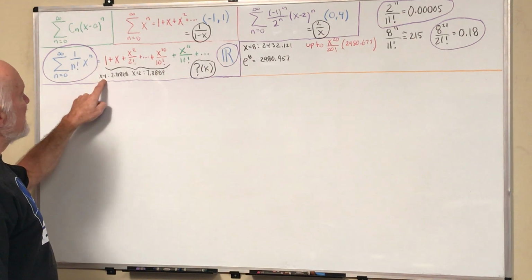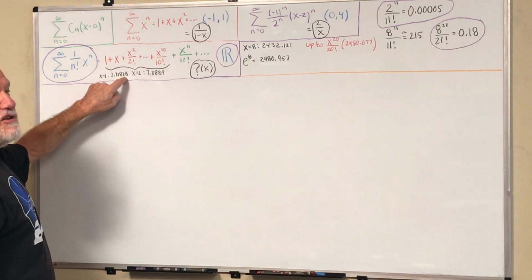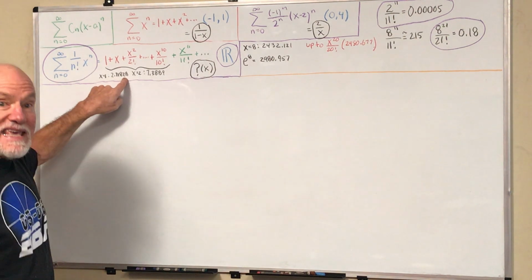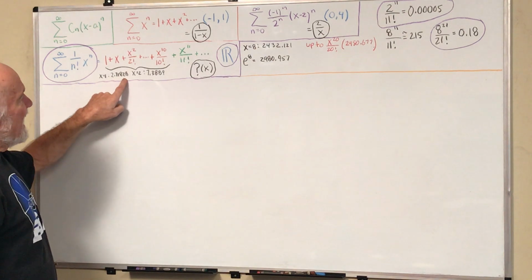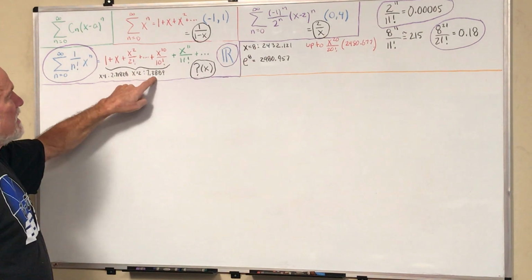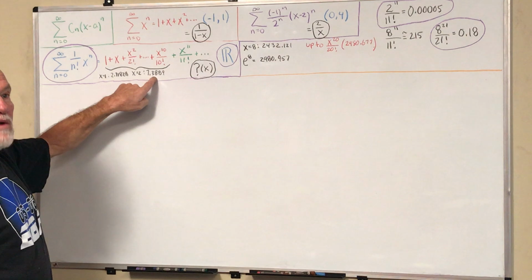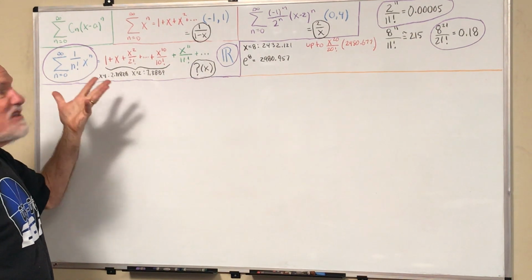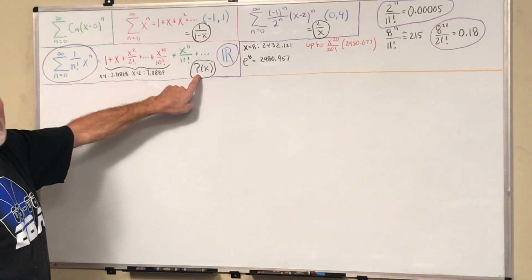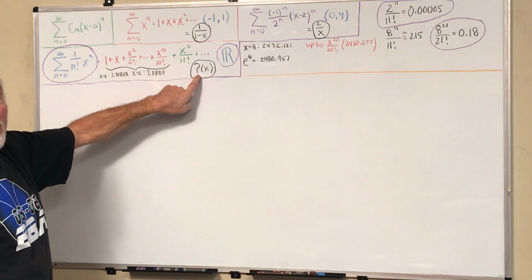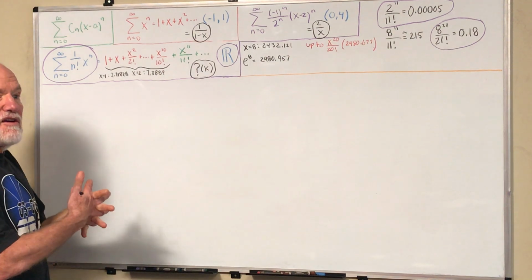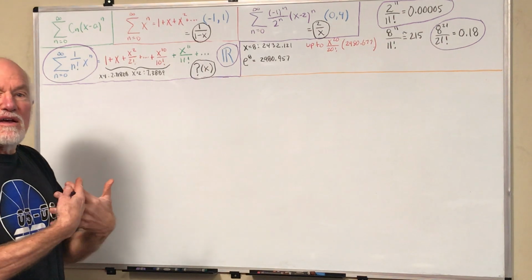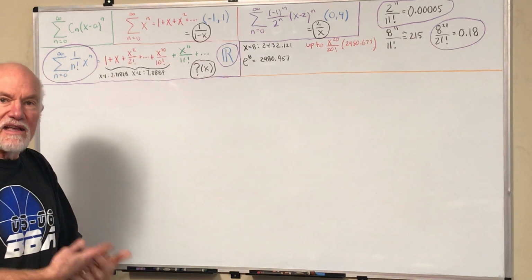We plugged in 1, and we got 2.71828. That was almost identical to e. And then when we plugged in 2, we got a number that was within 1/1000th of e squared. So we had this fantasy that maybe this function is really e to the x. Wouldn't that be exciting if we had, for this transcendental function e to the x, a polynomial that would 100% represent it.